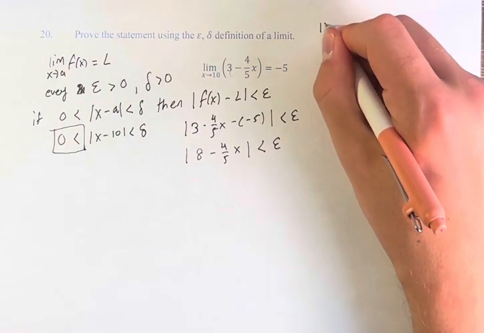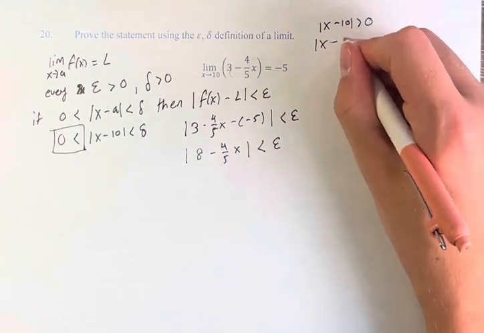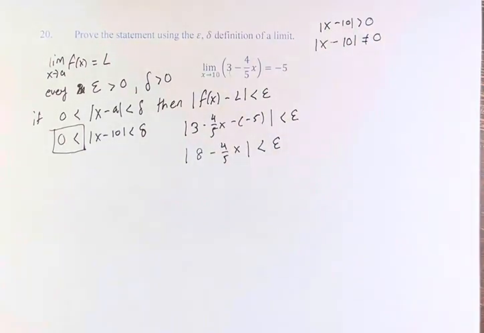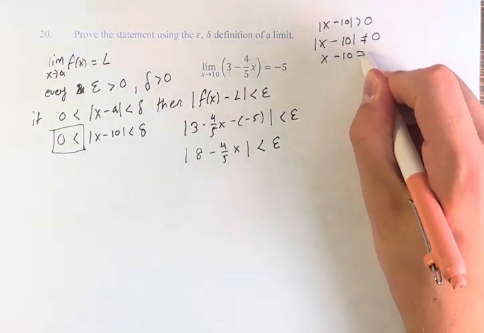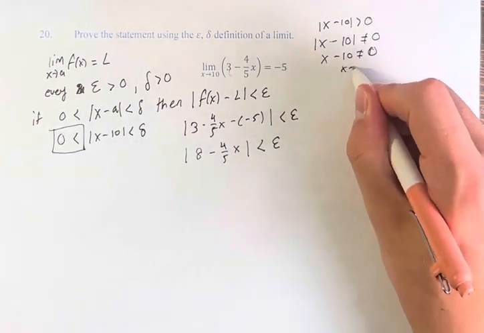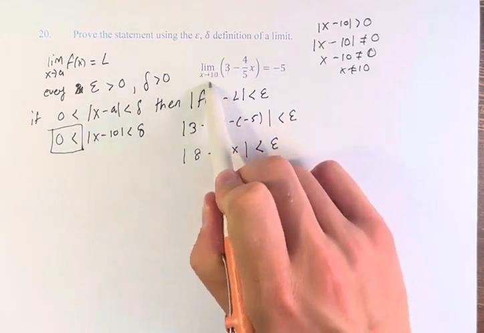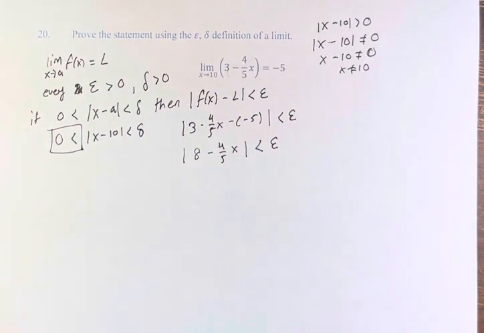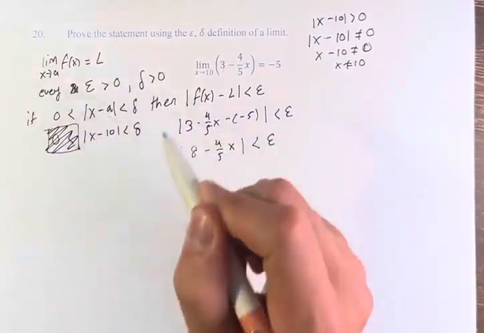If we're saying that the absolute value of x minus 10 is greater than 0, this is basically like saying that it's not equal to 0, because it's already greater than all the negative numbers. So we're just saying this, which means that x minus 10 is not equal to 0, and x is not equal to 10. However, since this is the limit as x approaches 10, not actually what's happening at x equals 10, we don't have to worry about this, and we can just ignore it.